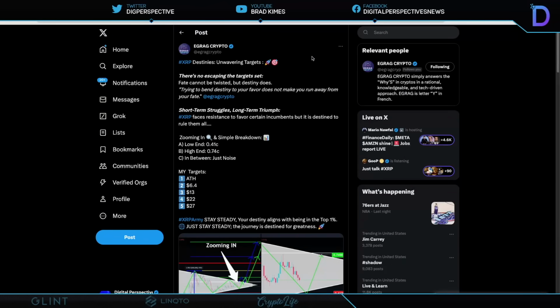XRP destinies and unwavering targets. There's no escaping the target set. Fate cannot be twisted, but destiny does. Short-term struggles here. XRP faces resistance to favor certain incumbents, but it is destined to rule them all. Zooming in, the simple breakdown is this. You want the long and short of it? Dark Defender and Egrag Crypto give it to you. Low end 41 cents, high end 74 cents. Anything in between is just noise. But it sounds like if we get above that 74 cents, we can start talking about an all-time high target above 3.84. Then $6.40, $13, $22, $27.